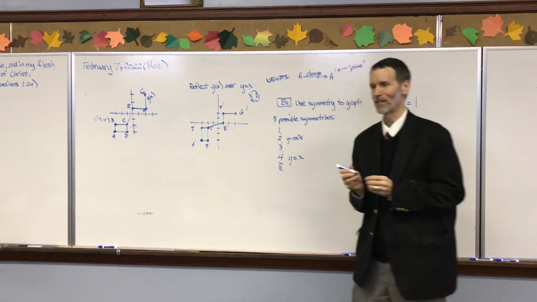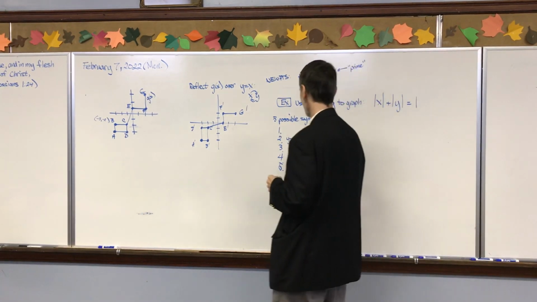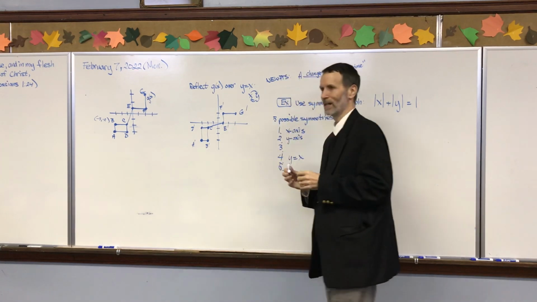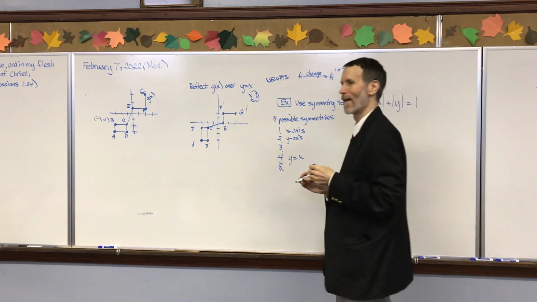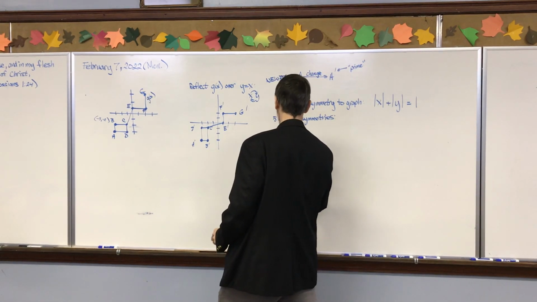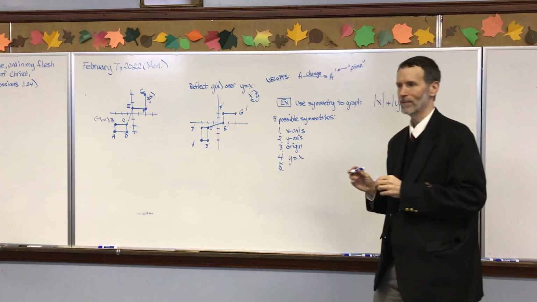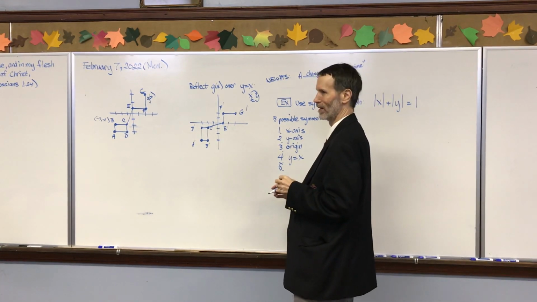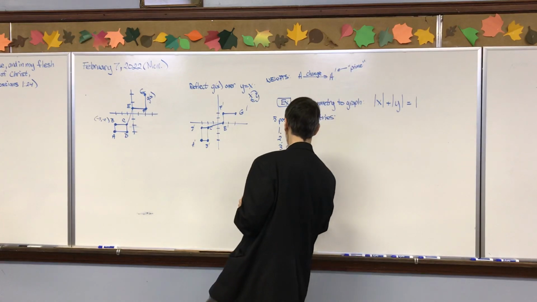What's another one, Austin? X-axis. Number 3, go, Abby. Over the origin. And there's one more. Let me see, Nate. What's the 5th? Y equals negative x.